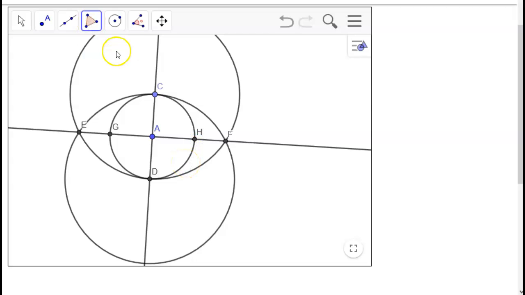So if we take the polygon tool and just click on each one of those four points, you can see now this circle right here has a square inscribed in it. This square has all four of its vertices touching that circle.